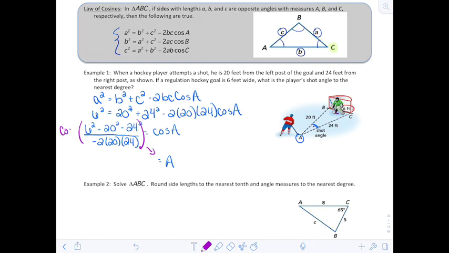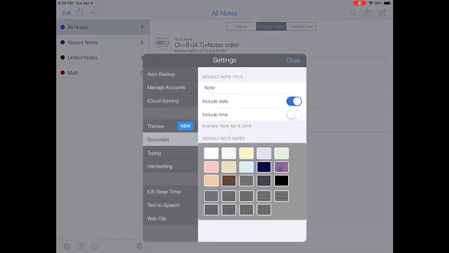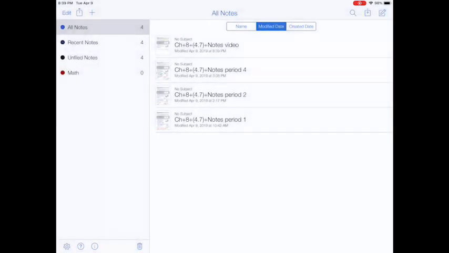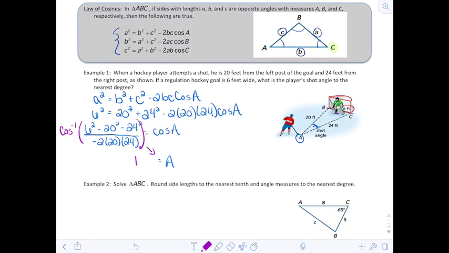So we would take the cosine inverse. Making sure that your calculator is in degree mode, you could do the cosine inverse of this whole thing, or you could do all of this, get that decimal value, and take the cosine inverse of your answer. Either way you choose to do it, you should get angle measure A to be 12 degrees. And that would be the shot angle.